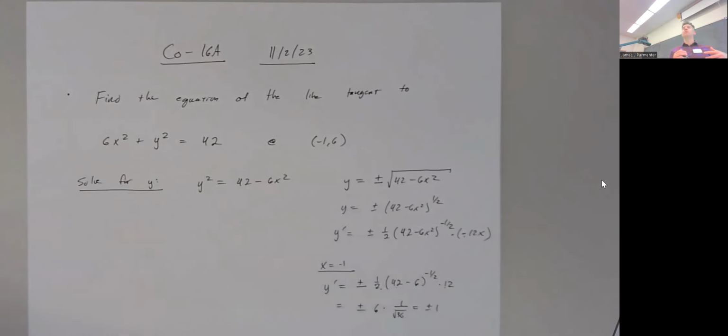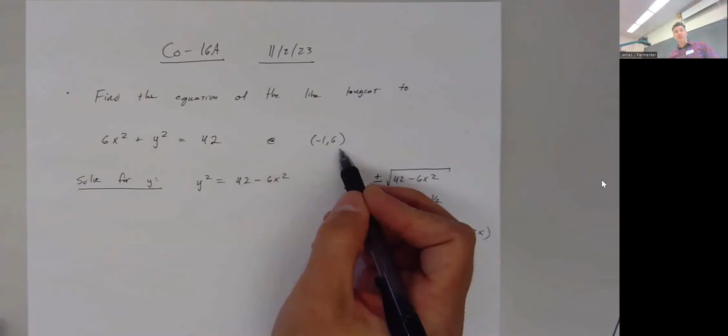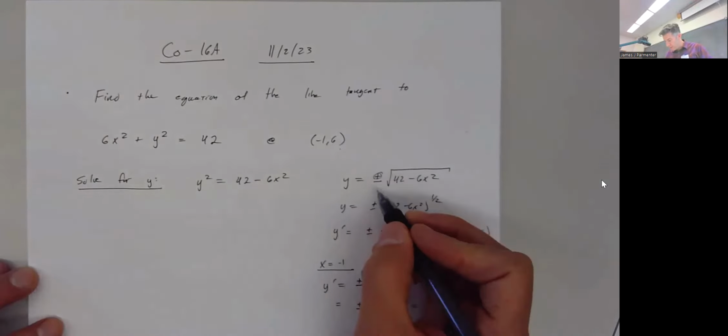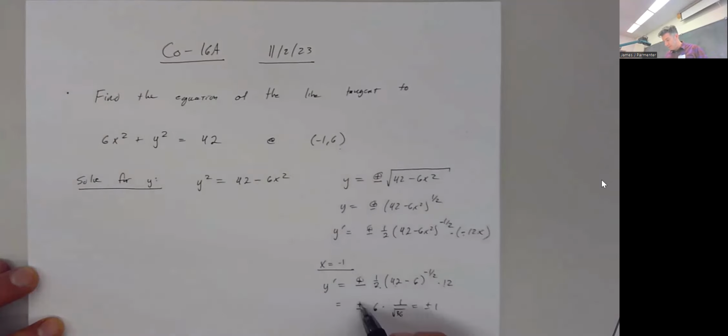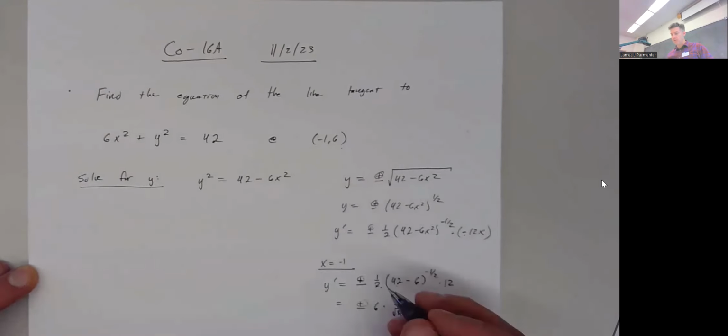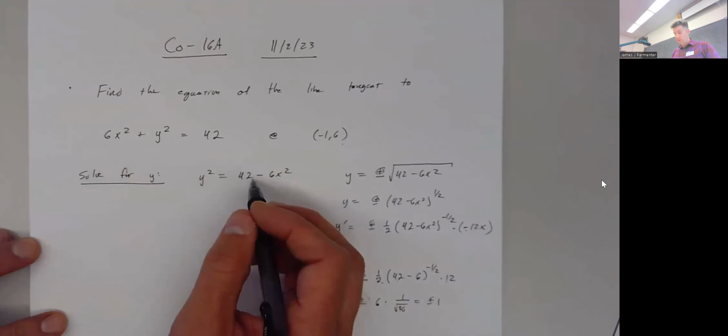Now, we could use logic here and say, well, I know the point is -1, 6, so it's the top half of the oval, right, because y is positive instead of negative. And so it should be the plus part here. So the slope should actually end up being positive 1. But that's way too much thinking. It's much, much easier to just do implicit differentiation.